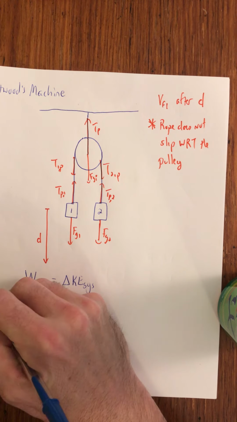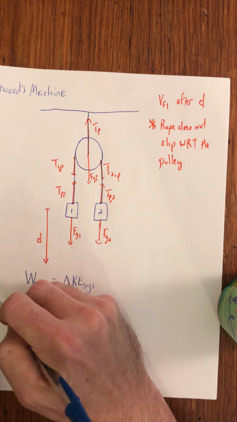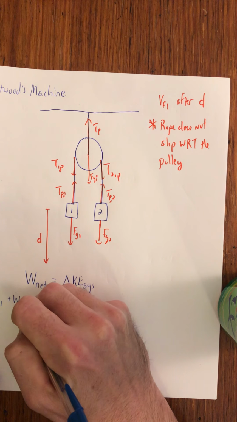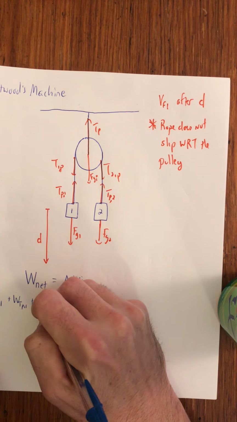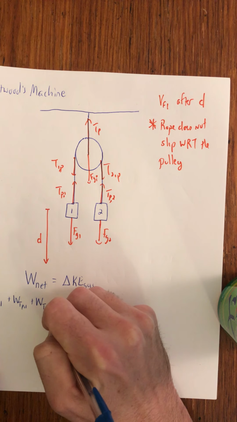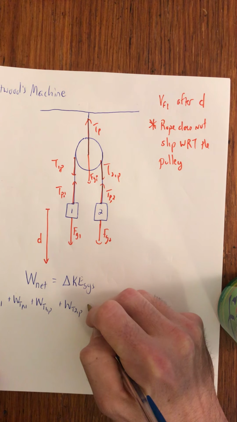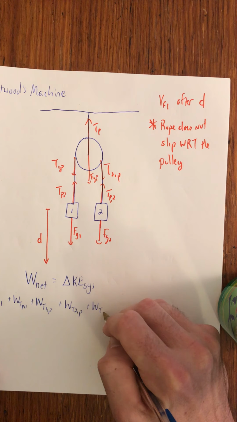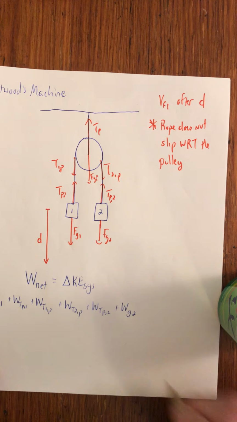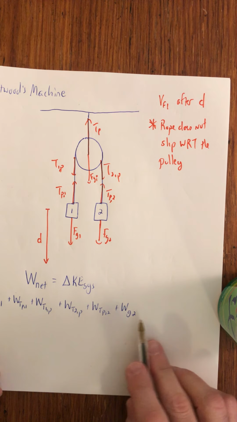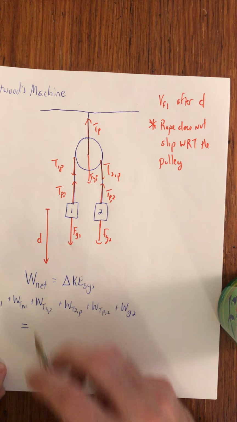So if we're going to write that, I would have the work done by gravity on mass one, plus the work done by tension P1, plus the work done by tension 1 on P, plus the work done by tension 2 on P, plus the work done by the tension on P on 2, plus the work done by gravity on 2. I'm going to leave a little bit of space there for a reason we'll talk about in a moment. That is equal to the change in kinetic energy.